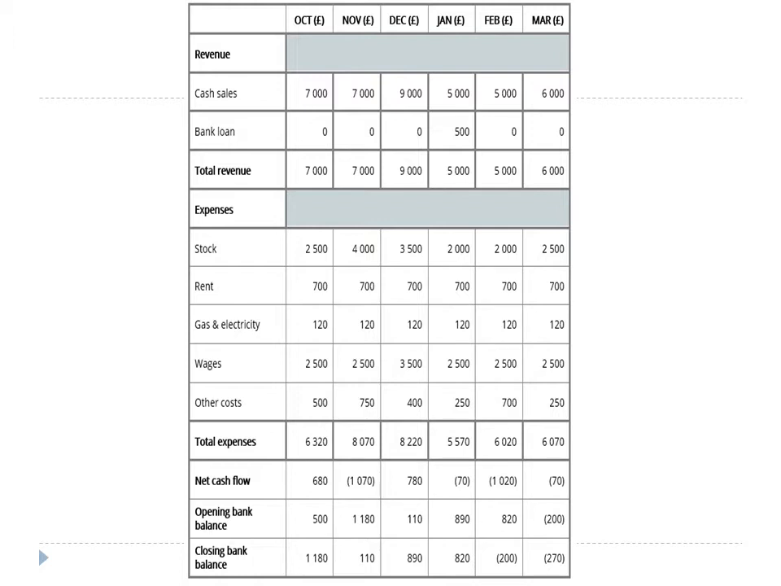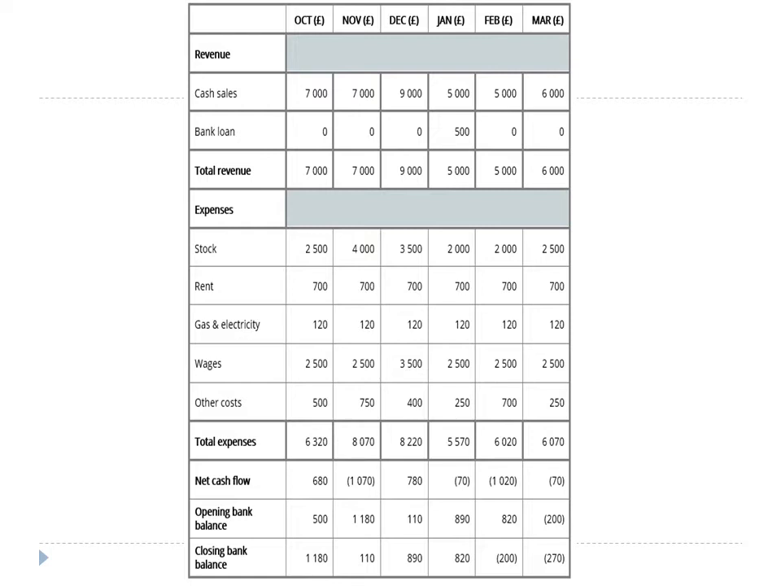Now what we need to figure out is we need to look at the net cash flow. If you remember, net cash flow is the total revenue take away the total expenses. So here we've got that the revenue is greater than the expenses. In actual fact, the difference is plus 680. Then we look at the other figures that we have.